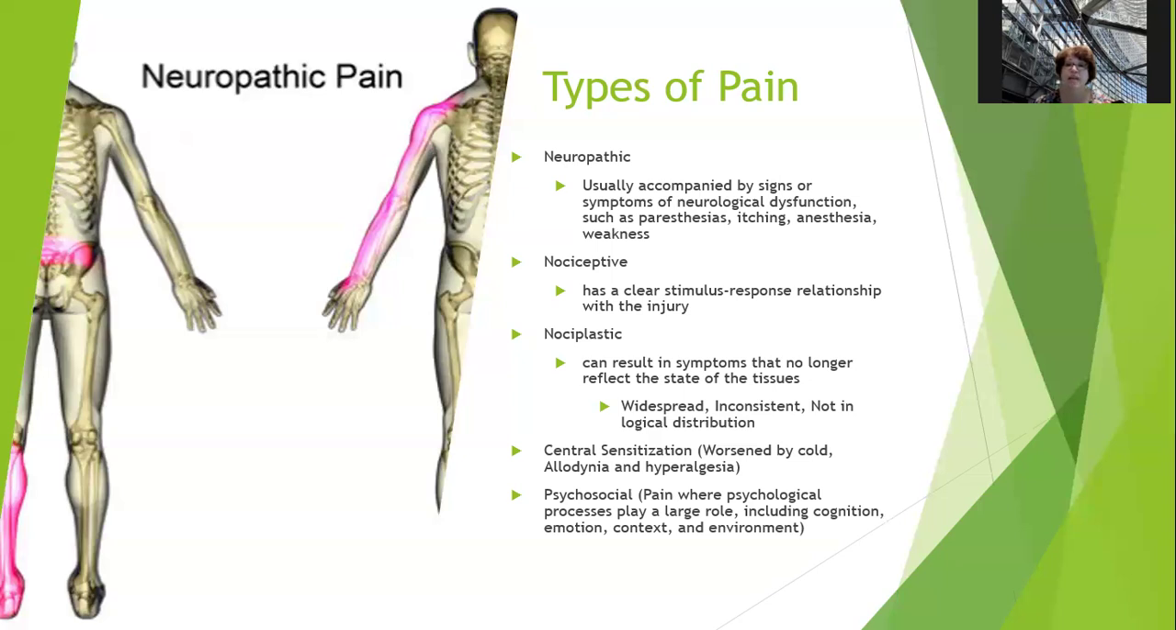Psychosocial pain is pain where the psychological aspect of it plays a large role, including cognition, emotion, context, and environment. And I have certainly run across people whose psychosocial situation was clearly contributing significantly to their pain. So a lot of times pain with neurological dysfunction is described as twitching, zinging, or tingling.